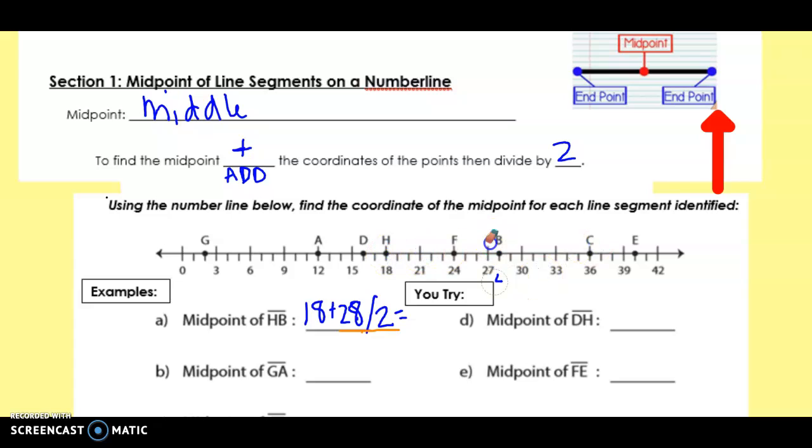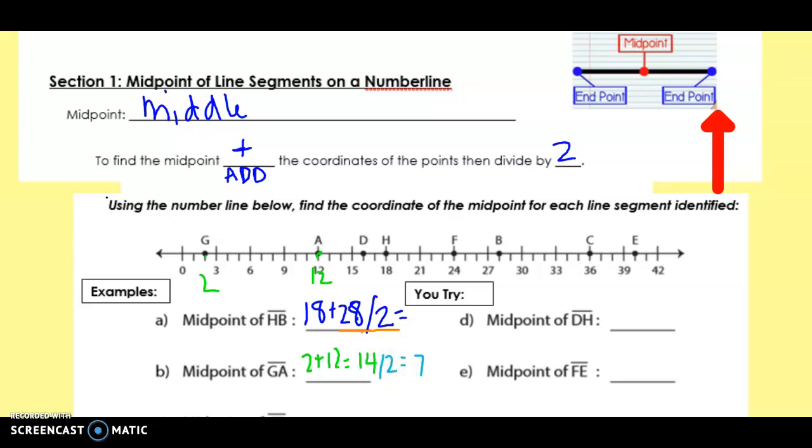All right, let's take a look at another example here. The example, the midpoint of GA. If we're looking at G, my coordinate here is 2. Looking at A, my coordinate here is 12. Adding those two together, 2 plus 12 is going to give me 14. We're going to do that first, get our full answer, then we're going to cut it in half. We're going to divide by 2, and we're going to get the answer of 7.